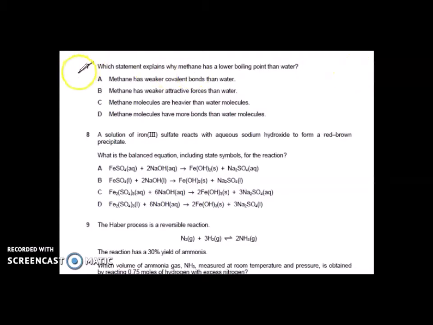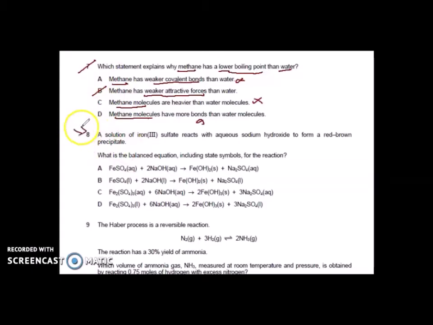Okay, for number 7, which statement explains why methane has a lower boiling point than water? Because methane molecules are heavier? Not really. Methane molecules have more bonds? Not really. Methane has a weaker covalent bond than water? Not really. So your best answer, this is the key word of this question, is weaker attraction force than water. So your answer should be B.